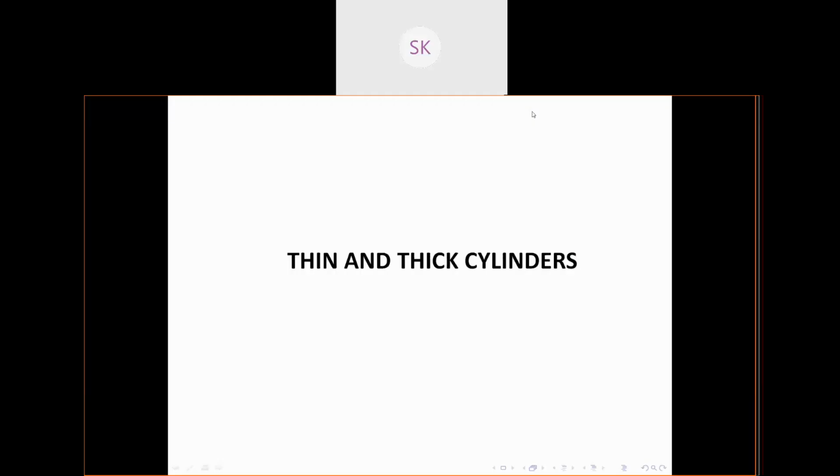Is my screen visible? Please respond. My screen is visible. You can type in the chat box also. You can type in the chat. Okay, okay.